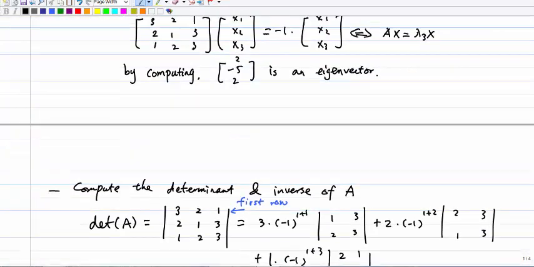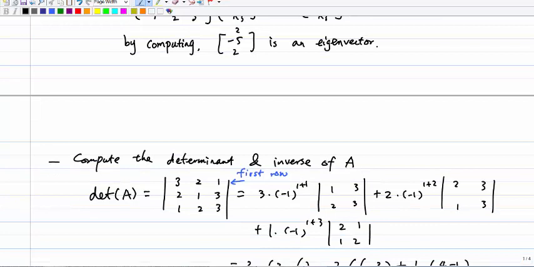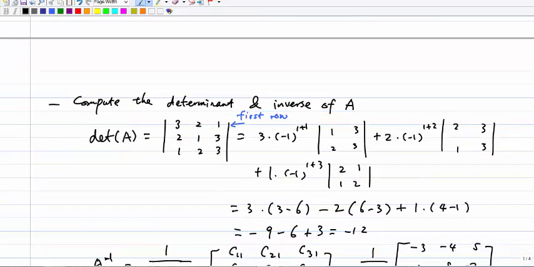All right. Now let's compute the determinant and inverse of A. The determinant, as I mentioned to you, is computed by this. You can pick any row or any column. What you do is, for each entry, let's say we start with the first row only. We just go through each entry in this row. Let's start with the first one, number 3.